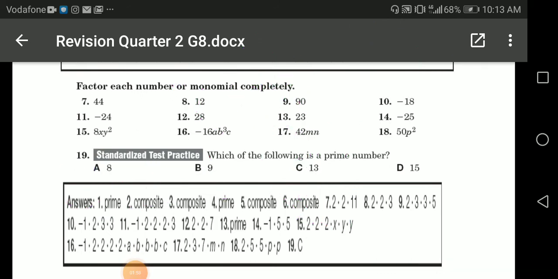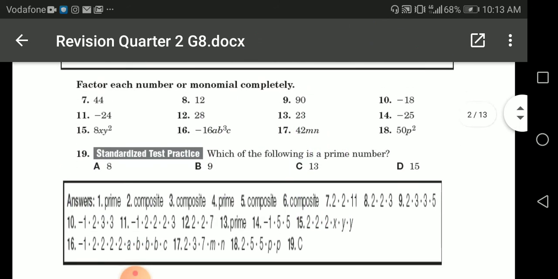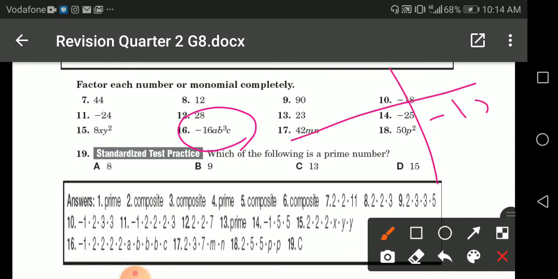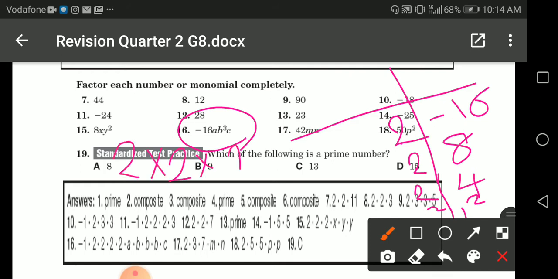Okay, so what about if I ask you to factorize negative 16ab^3c? So what I'm going to do, I have here negative 16 divided by prime numbers. Remember, 2 gives you 8, then 4, 4 divided by 2 gives you 2, divided by 2 gives you 1. So I've got here how many 2's? 1, 2, 3, 4. Write that: 2 times 2 times 2 times 2.